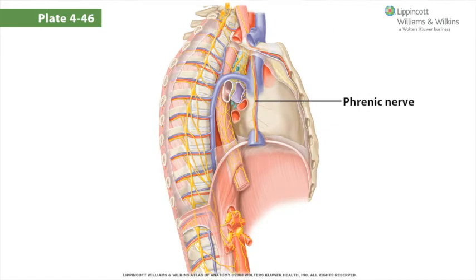The phrenic nerve, which receives contributions from the ventral rami of C3, C4, and C5, is the motor nerve to the diaphragm. Hence, the popular rhyme, 3, 4, 5 keep the diaphragm alive. Pain fibers from the peripheral part of the diaphragm travel in the intercostal nerves, while pain fibers from the more central parts of the muscle travel through the phrenic nerve.